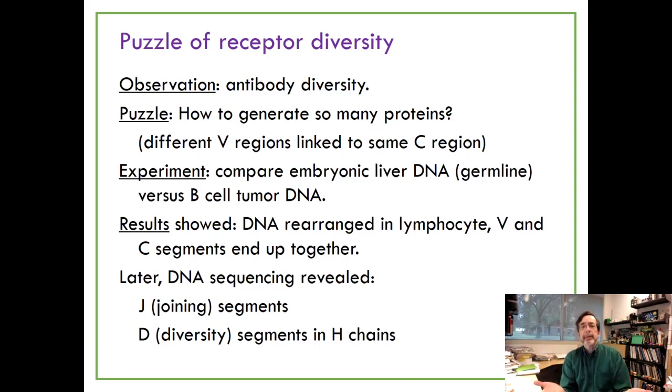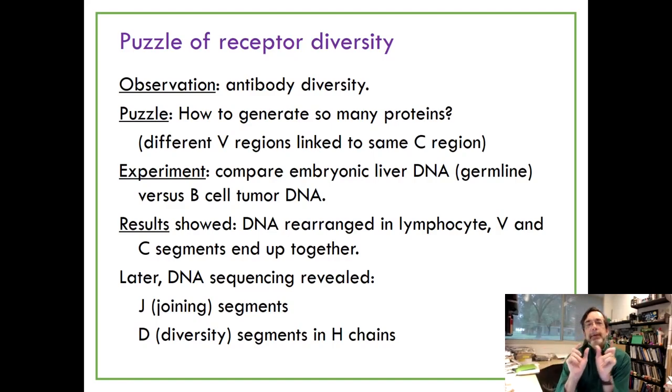So the experiment was to take embryonic liver DNA, which would be the germline. This hasn't differentiated at all. And then take a B cell DNA. It's easier to get a lot of DNA from a tumor. And so a B cell tumor DNA was taken and sequenced and compared to the same DNA in an unrelated organ. And it showed that the DNA in the B cells was always rearranged. In the lymphocyte, the V and C segments were put together.